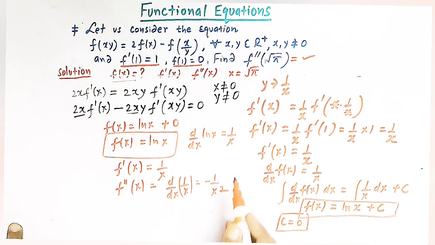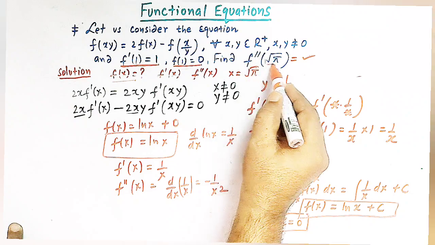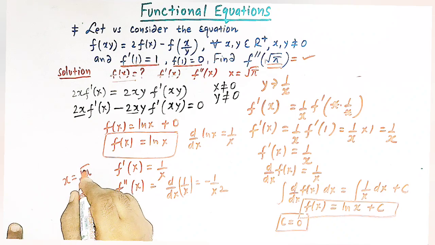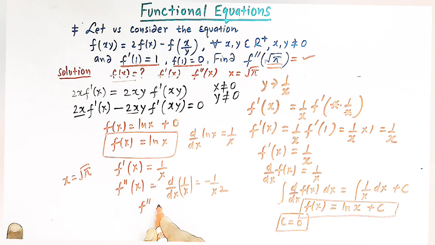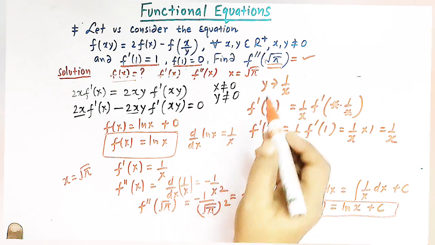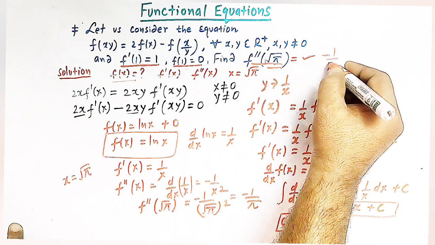So now we have to find the value of f double prime of square root of pi. So let us substitute x is equal to square root of pi. So here we have f double prime of square root of pi, that is equal to minus 1 over root pi square, that is equal to minus 1 over pi, right? So the square of square root of pi is pi. So the value of this expression is equal to minus 1 over pi.